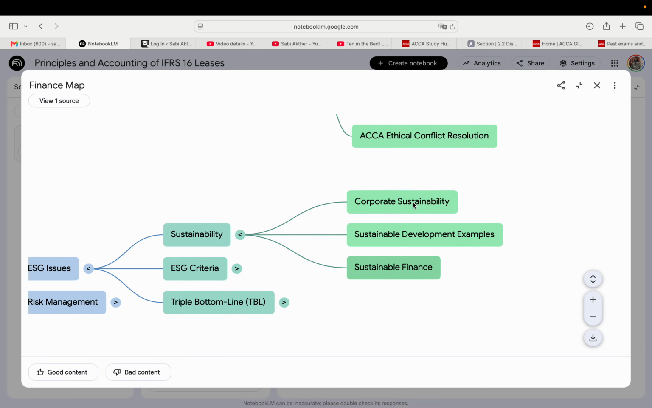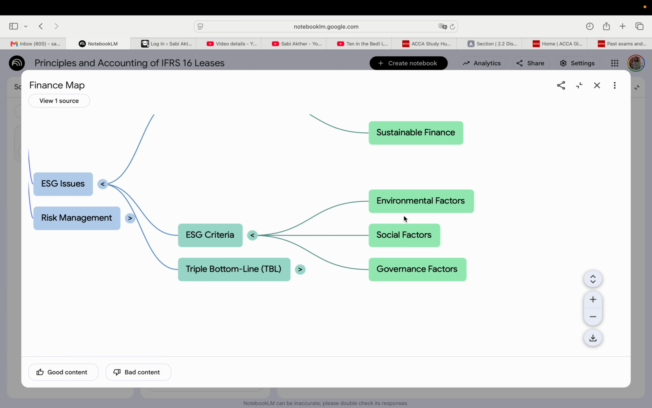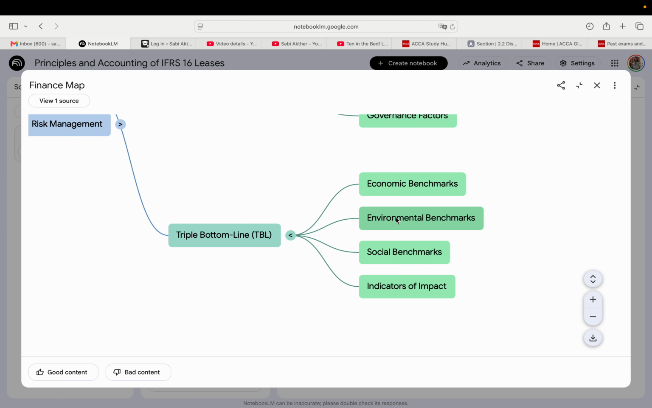Then the ESG issue. So under this we'll go through sustainability. We'll go through what is sustainable finance, means the corporate sustainability, and some examples of sustainable development. ESG criteria, the 3 criteria, environmental, social, and governance. So what are these factors? You have to see in my lecture 1 on my website. Then the triple bottom line. So you have to have a benchmark with your economic, environmental, and social, and what are the indicators of impact that can impact these 3 areas.